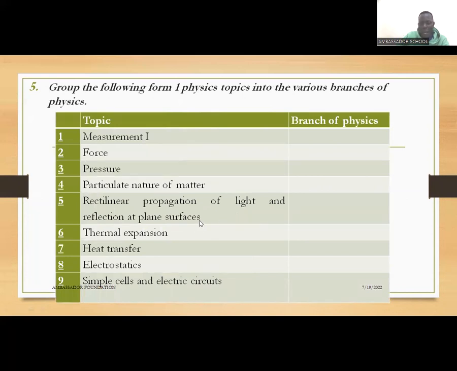Now, there is a table here giving you all the topics that you are supposed to study in Form 1: Measurement 1, Force, Pressure, Particulate nature of matter, rectilinear propagation of light and reflection at plane surface, thermal expansion, heat transfer, electrostatics 1, simple cells and electric circuits. Simple cells and electric circuits can be said to be electricity 1. So now, we had mentioned some of the branches of physics. Can you please put this topic into the correct branch?